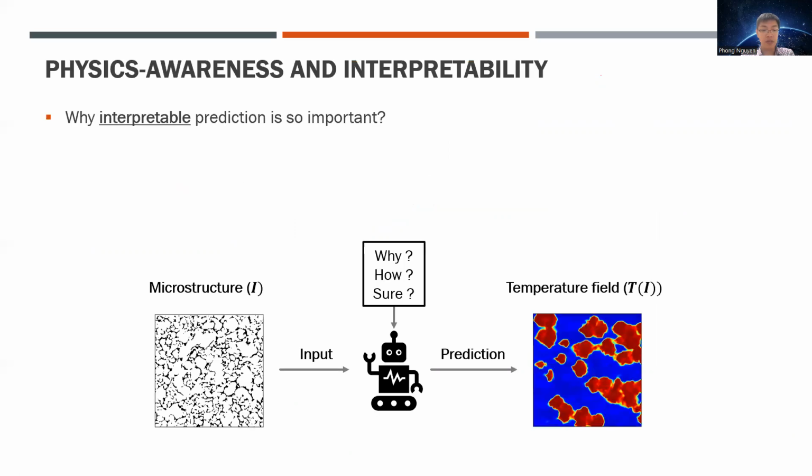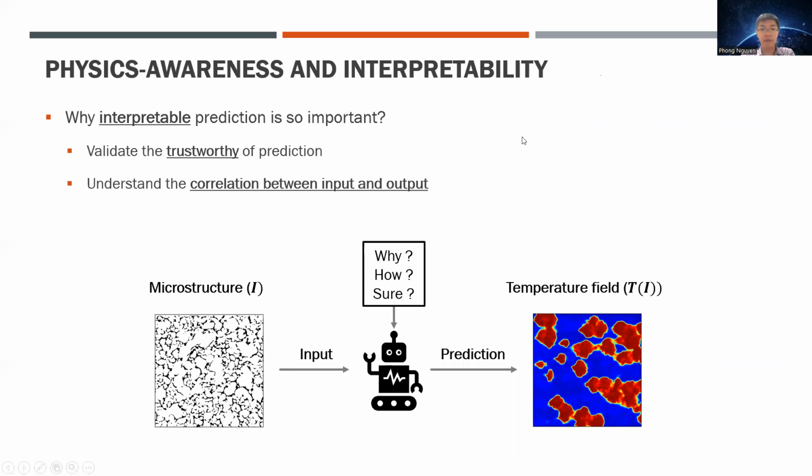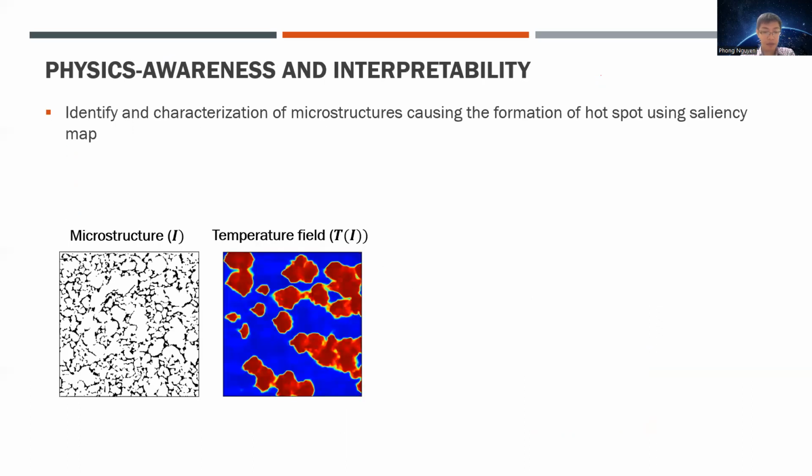That concern brings us to another advantage of the method, which is the interpretability of the deep learning model. There are actually a few reasons for requiring an interpretable model, especially in this case when we are dealing with anisotropic material. Firstly, we need interpretability in order to validate the trustworthiness of the prediction. Secondly, we need to understand the correlation between the input and output, or know why the model makes those decisions. And finally, it can potentially provide new information that we don't know. The interpretability of the model can be achieved by the use of saliency map visualization.